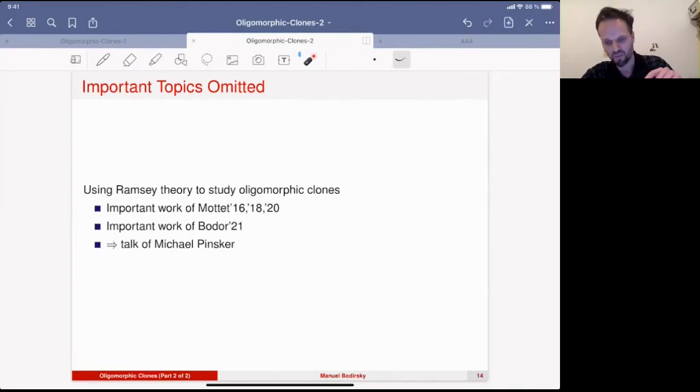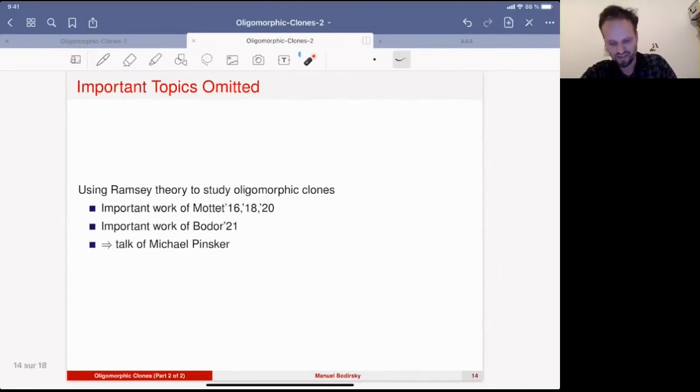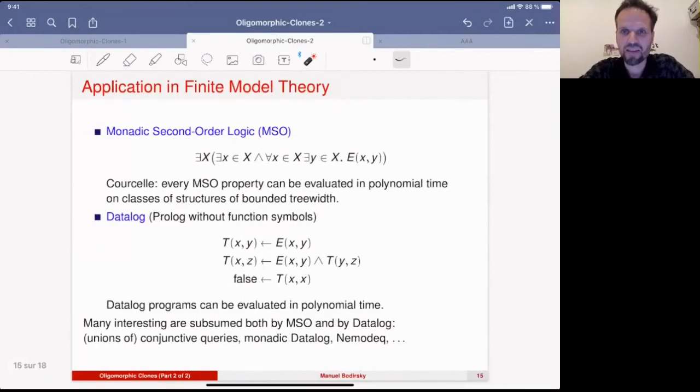new results, more advanced. All right, what I want to do in the rest of the tutorial is to mention some applications, to illustrate oligomorphicity is not rare. At first sight, you might think this has nothing to do with universal algebra, but then oligomorphic clones come in the picture. In finite model theory, there are some very important logics at the center of interest: monadic second order logic and Datalog.